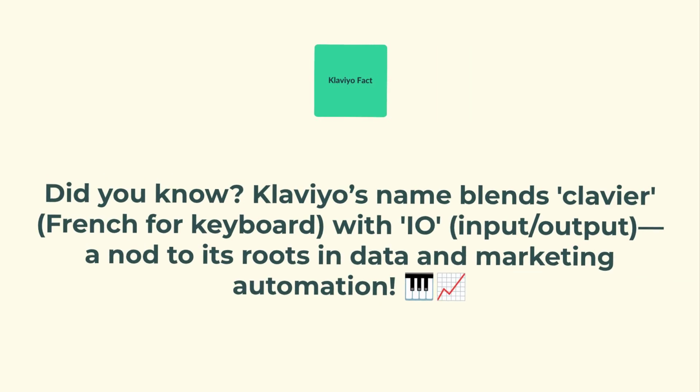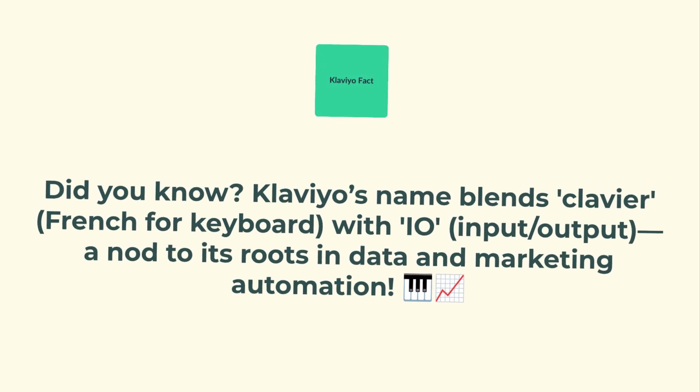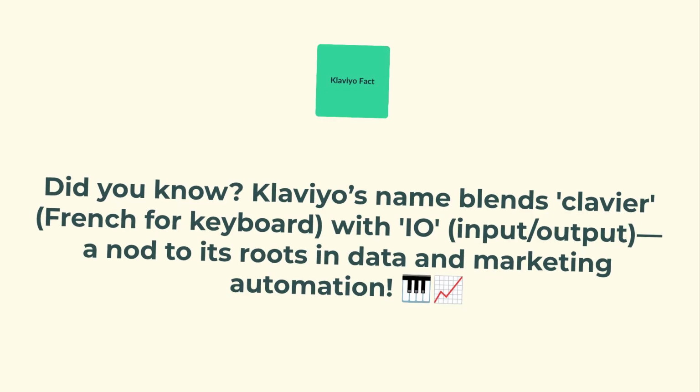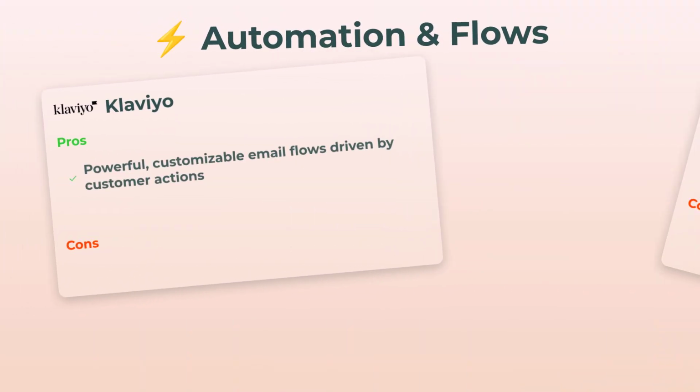Oh, and here's something cool you probably didn't know. The name Klaviyo actually mixes clavier, French for keyboard, with I/O, like input-output. It's a little Easter egg hinting at their love of data and automation. Pretty clever, huh? Let's talk automation and flows.